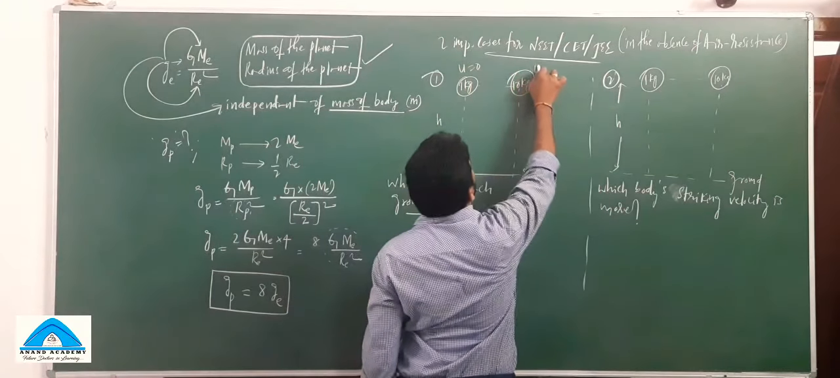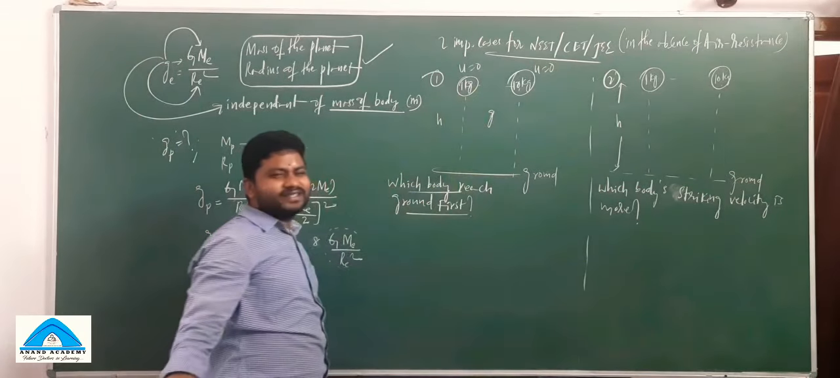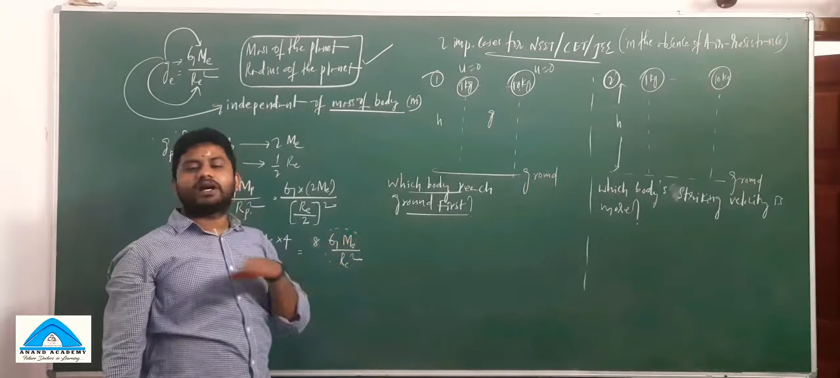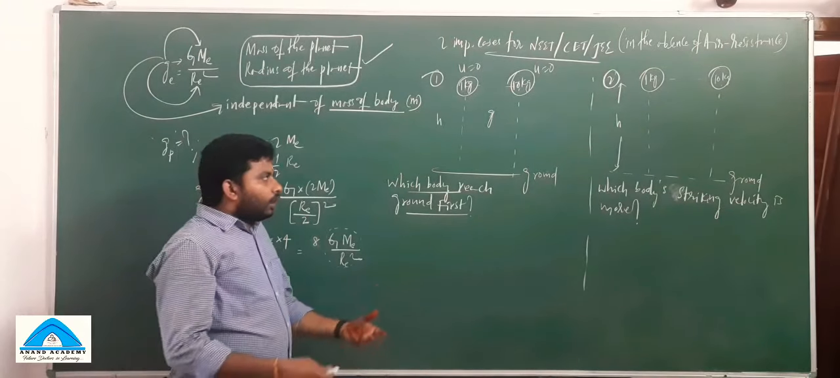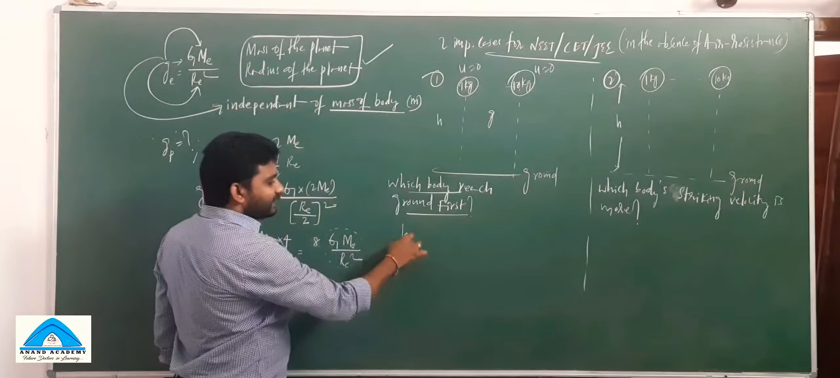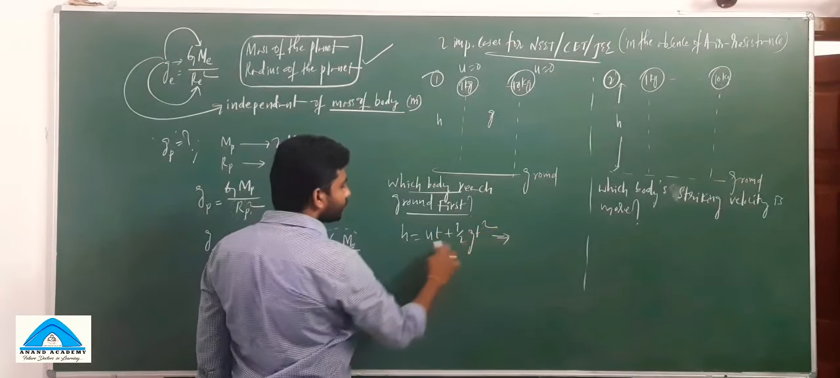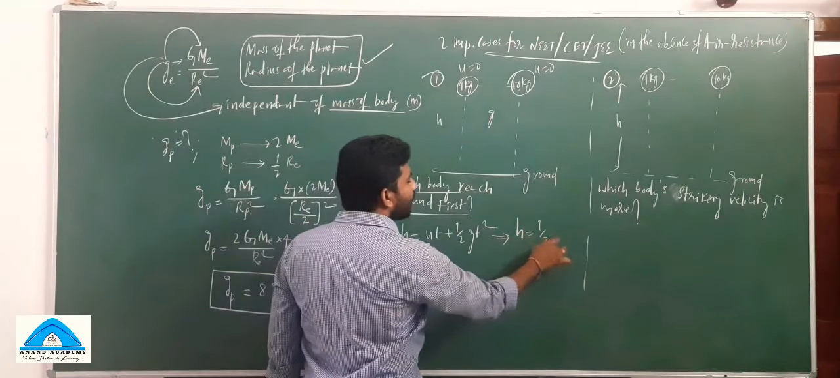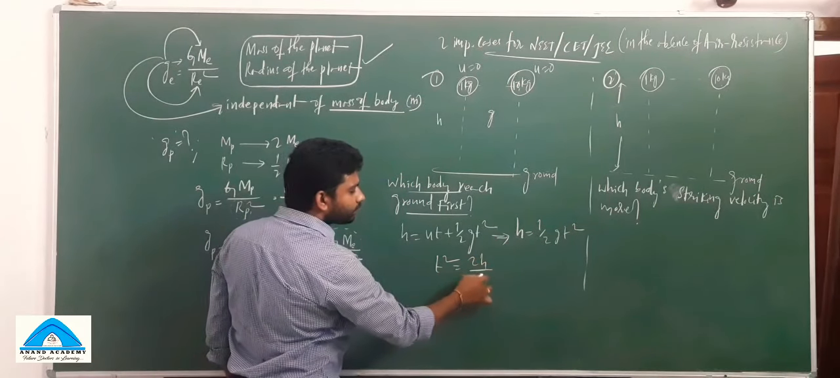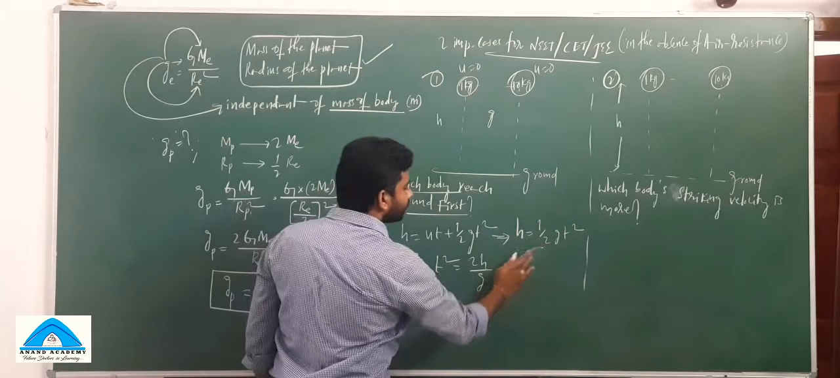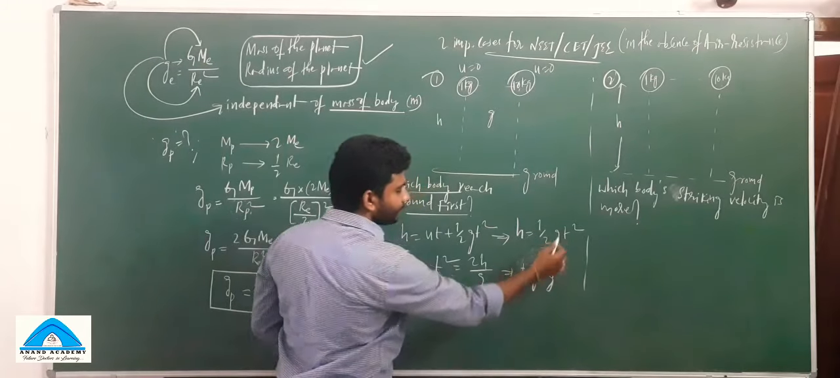I said u is equal to 0 in both the cases. In both the cases, acceleration due to gravity is g, because we are talking about the surface of the earth only. So let me take the formula h is equal to ut plus half gt square. As u is 0, I can write h is equal to half gt square. From here, t square is equal to 2h by g, and from this t is equal to square root of 2h by g. Carefully see.